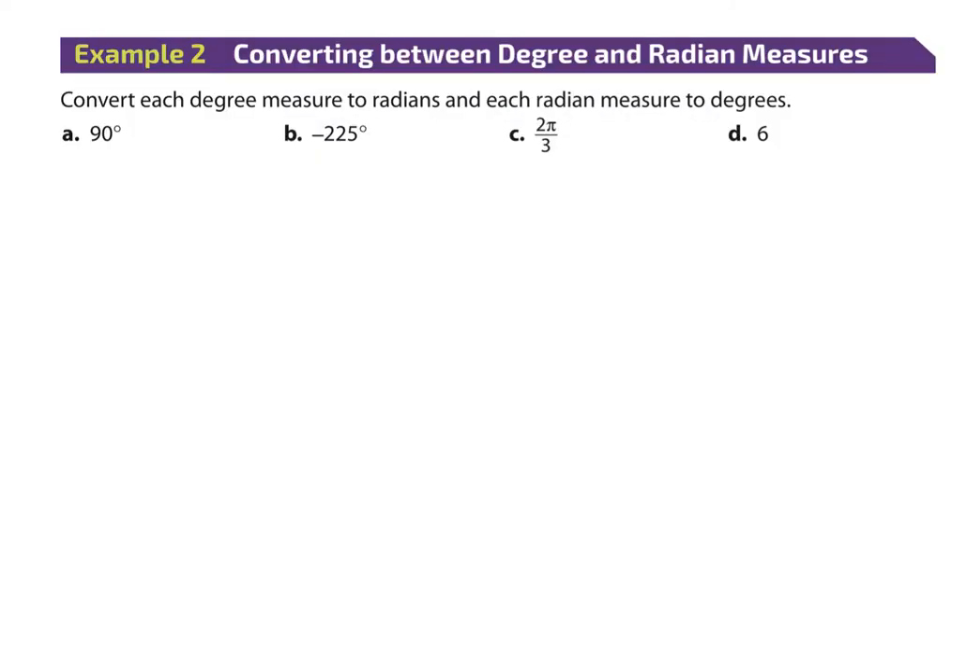So if you look at this example here, convert each degree measure to radians and each radian measure to degrees. You literally just do your conversion. So this first one that they've given us is in degrees. I know this because I have the little degree symbol, right? And so I have it in degrees. I want it in radians. That means what I'm trying to get rid of is going to be on bottom. What I want is on top. And you literally just multiply. So pi over 2. Same thing with negatives. Just pay attention that you put your negative in your final answer.